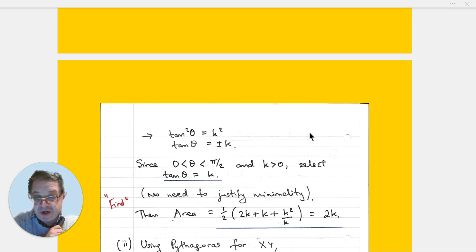We don't need to justify minimality in this question, that's given to us, so we put tan theta equals k back into the formula for area and find that the area equals 2k. So the triangle with minimum area is when tan of theta equals k. In other words, the gradient is minus k, and the area then is 2k.